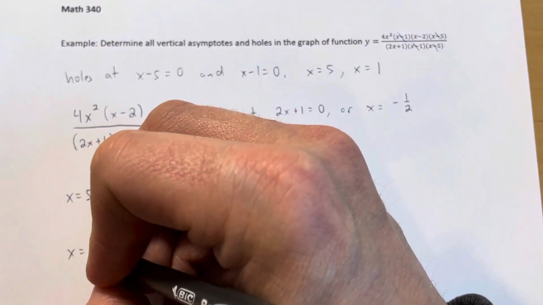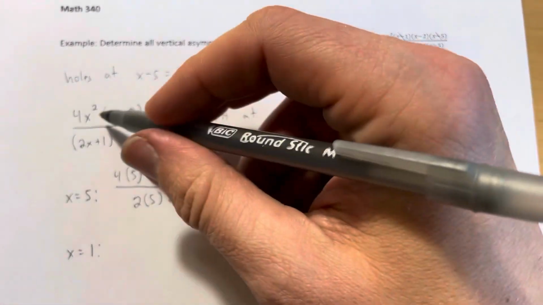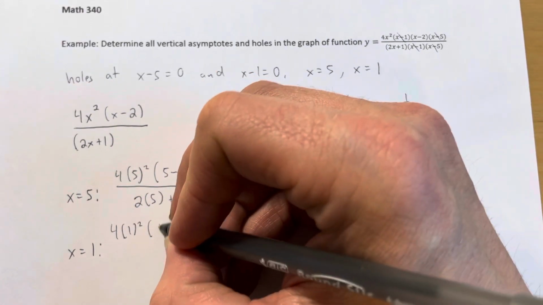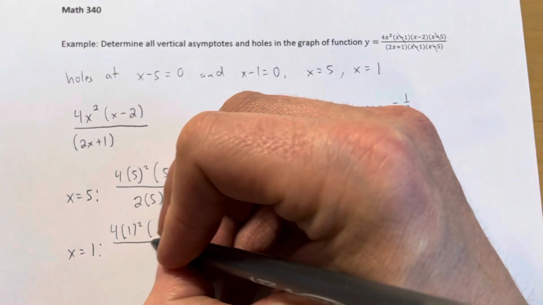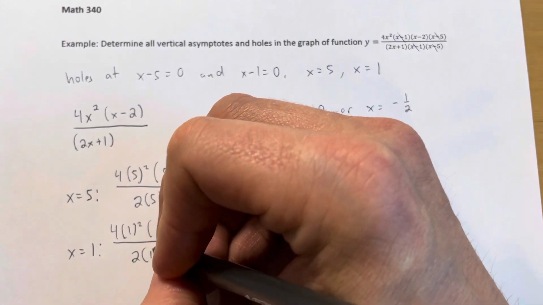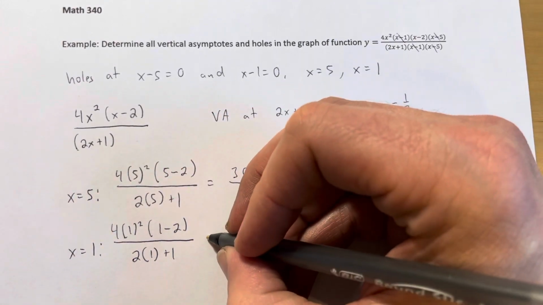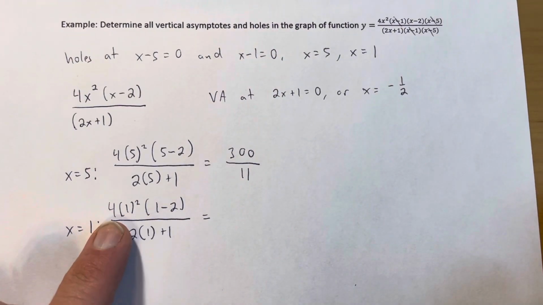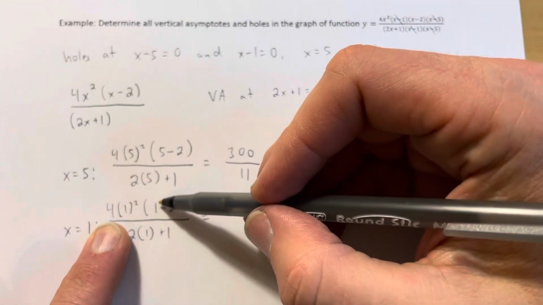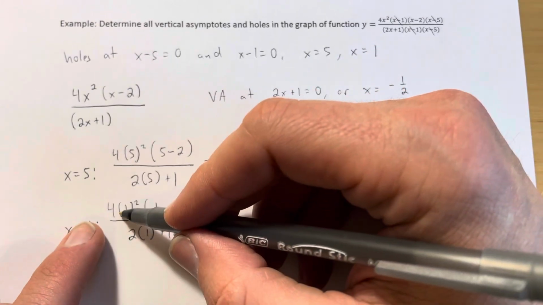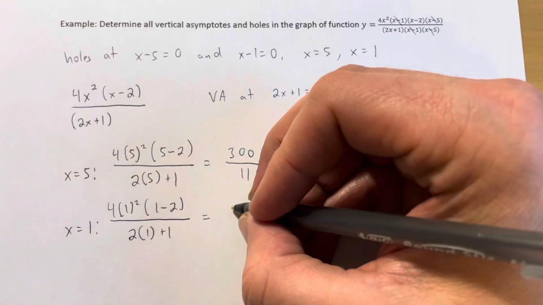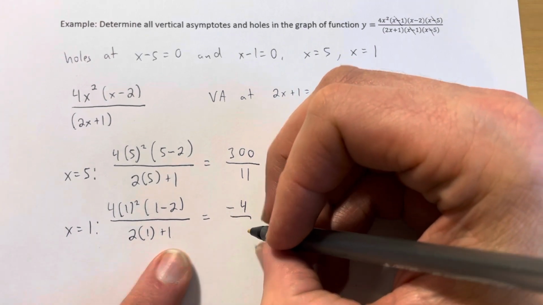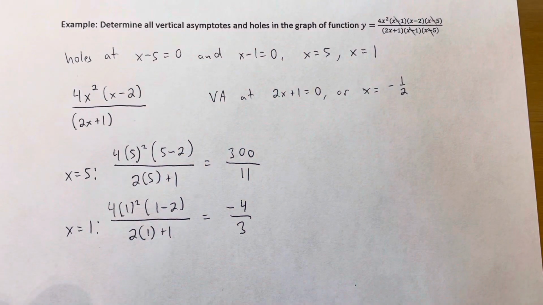Okay, so same thing. Plug 1 in for all of the x's. 4 times 1 squared times 1 minus 2 all over 2 times 1 plus 1. So again, this is a good mental math exercise. 1 squared is 1 times 4, that's 4. 1 minus 2 is negative 1, so when I multiply 4 and negative 1, I get negative 4. In my denominator, 2 times 1 is 2, plus 1, that's 3. Negative 4/3.